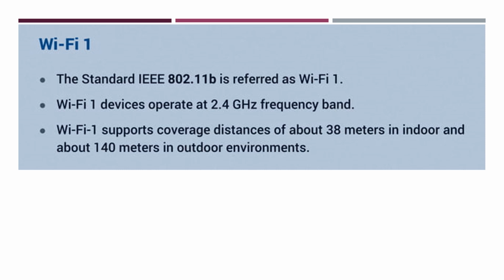Let's get into Wi-Fi 1. Actually, Wi-Fi 1 is the standard IEEE 802.11b. Wi-Fi 1 devices operate at the 2.4 GHz frequency band. That means only one band of frequency is available. Wi-Fi 1 supports a coverage distance of about 38 meters indoors and about 140 meters in outdoor environments. That means 38 meters indoor and 140 meters outdoor.